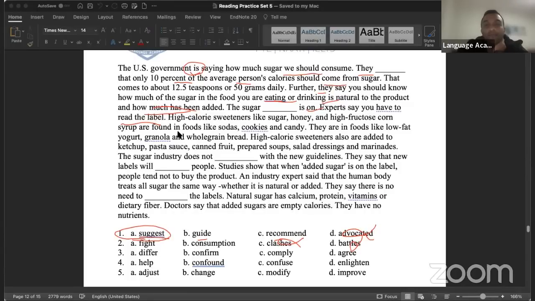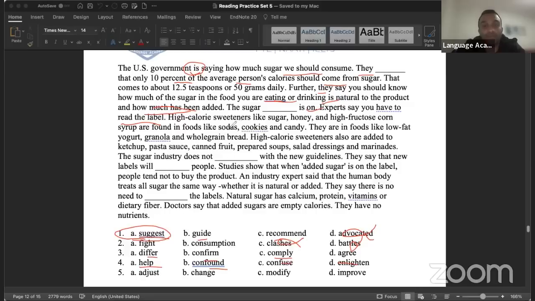All right. Next one. The sugar industry does not dash with the new guideline. Okay, now that's a good one. Does not dash. We have discussed that with does not, we will always put the first form of the verb, right? We saw that rule. All of these are given in the first form: comply, agree, this, confirm. Now you have to figure out in which sense we use this word.